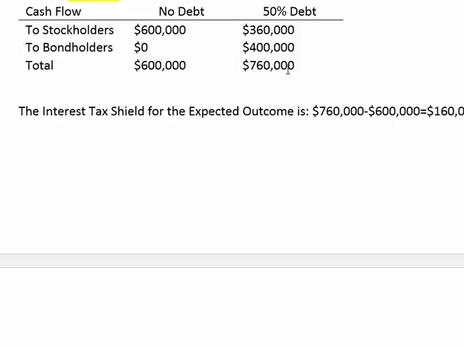So higher tax rates make debt more attractive to firms than lower tax rates.